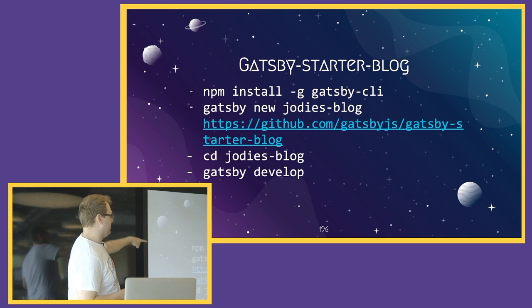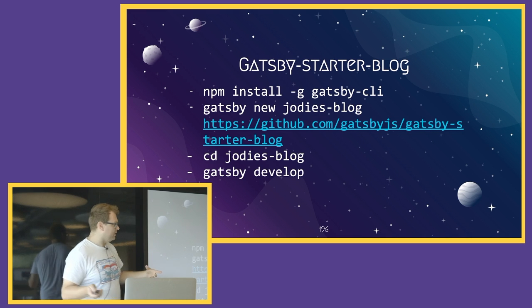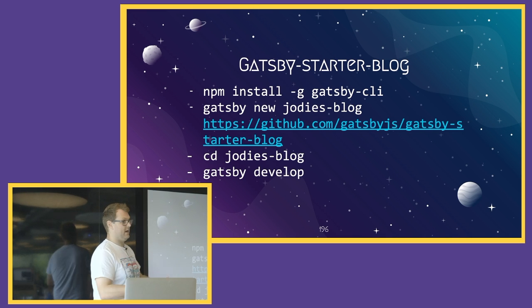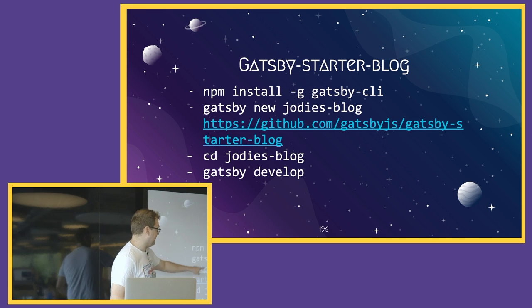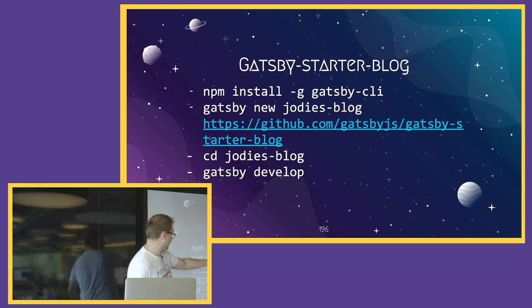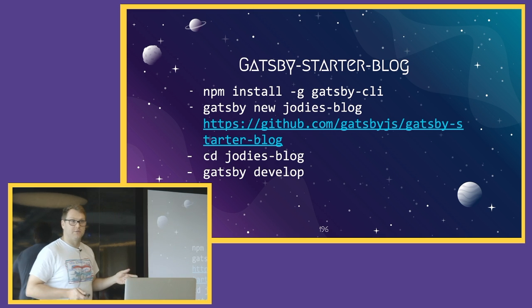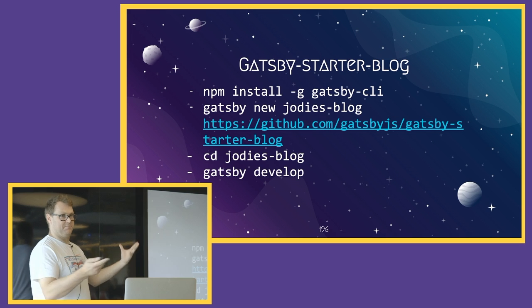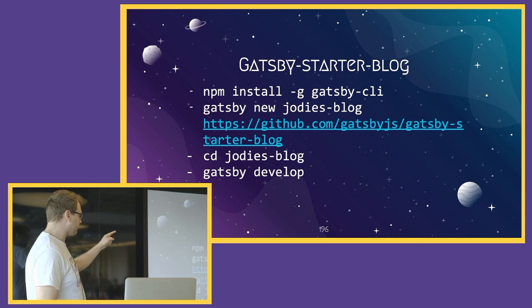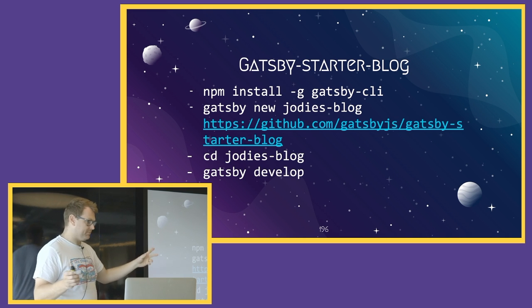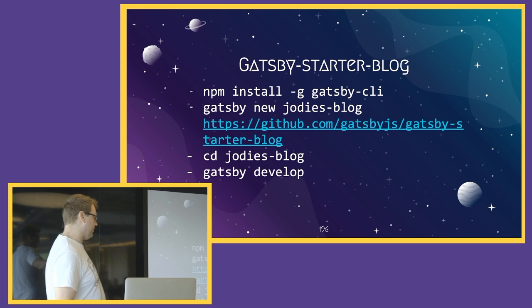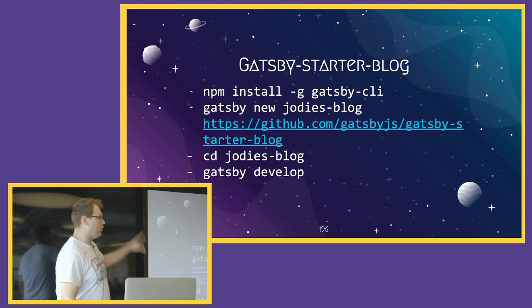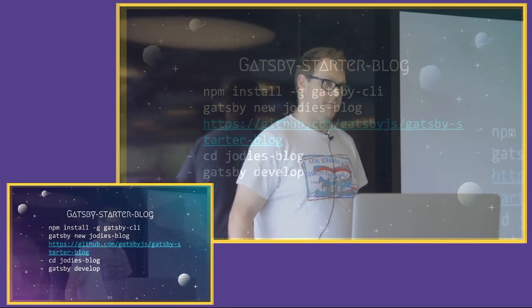Then I'm going to run the command gatsby new jodies-blog, which just says create a new Gatsby site and call it Jodie's blog, and use this URL, which is the Gatsby starter blog, as your base. Then I change directory, cd, into Jodie's blog. This is all done in terminal, by the way. And then you run the command gatsby develop. Those 4 commands will get you a blog on your laptop.